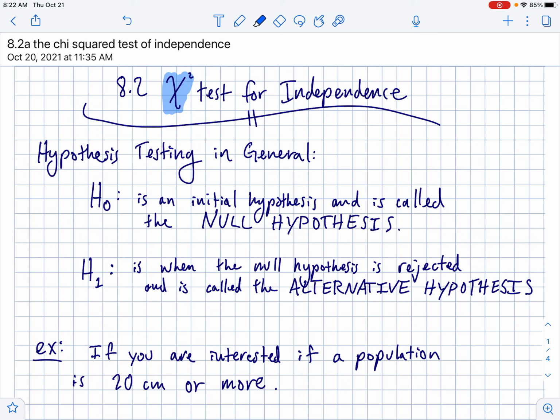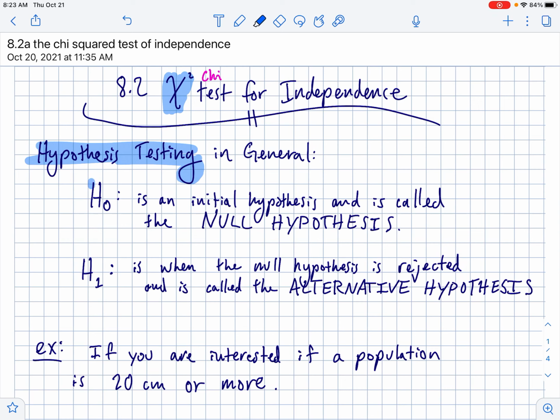Today we're going to talk about the chi-squared test of independence. The first thing I want to say is that this is not an X. It's spelled chi, but it's pronounced chi. It's the chi-squared, not the x-squared. Before we talk about chi-squared, which is just one type of hypothesis test, let's talk about hypothesis testing in general.